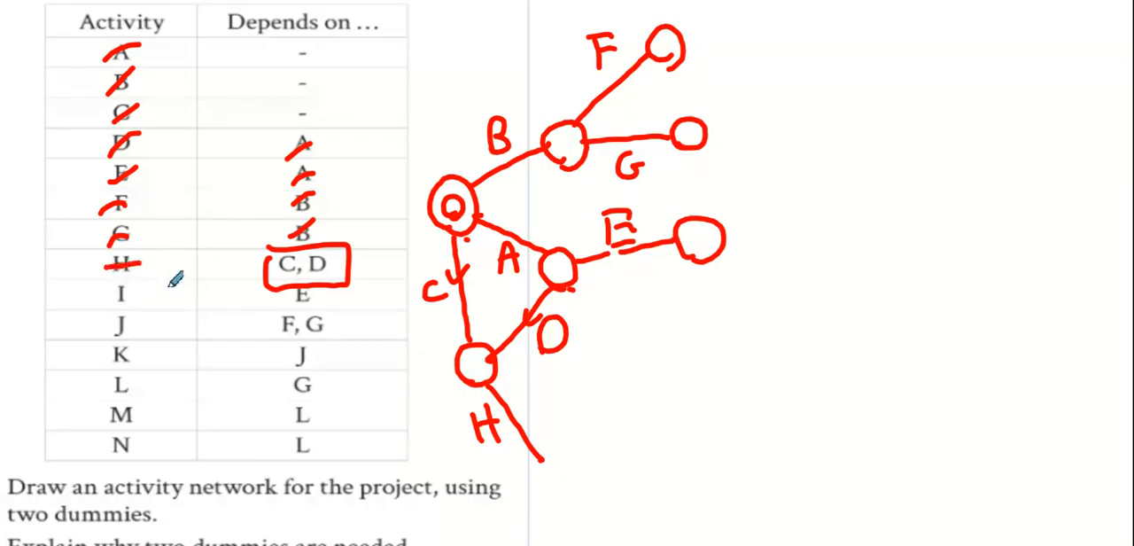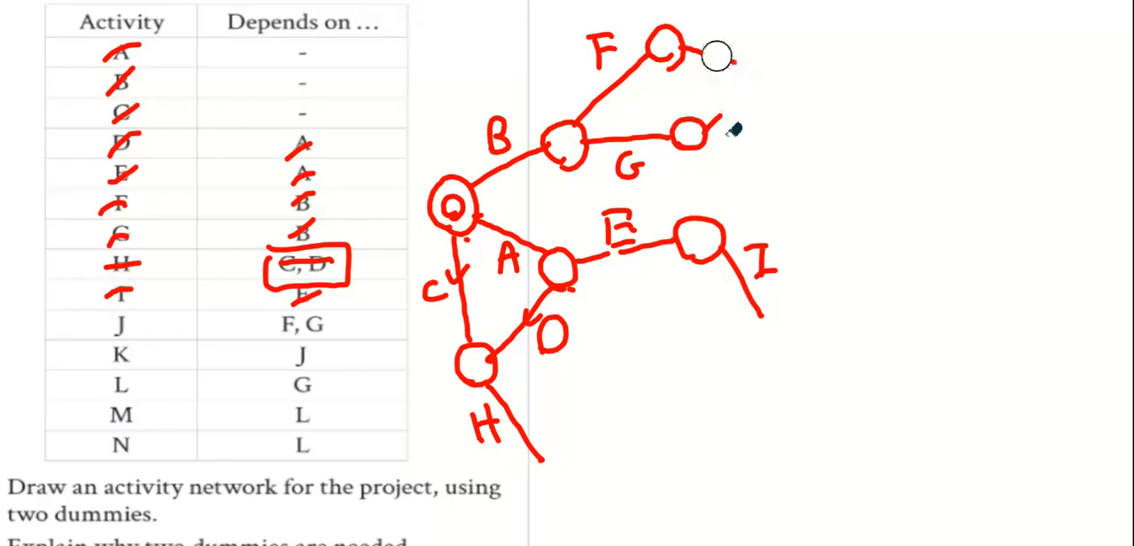H. Done. Done. Okay, what's I dependent on? E, so let's put a little I here. Okay. J is dependent on F and G. F and G. That's where we have the problem, isn't it? Yeah. F and G, like I can't draw them both going in like this because they're already used.